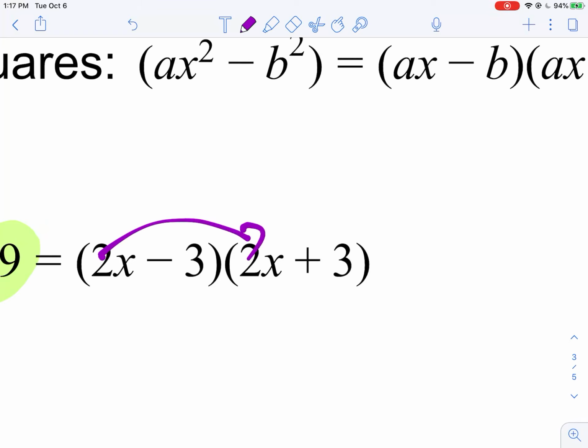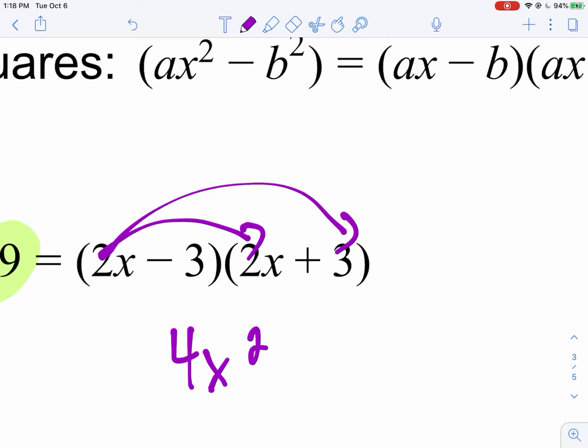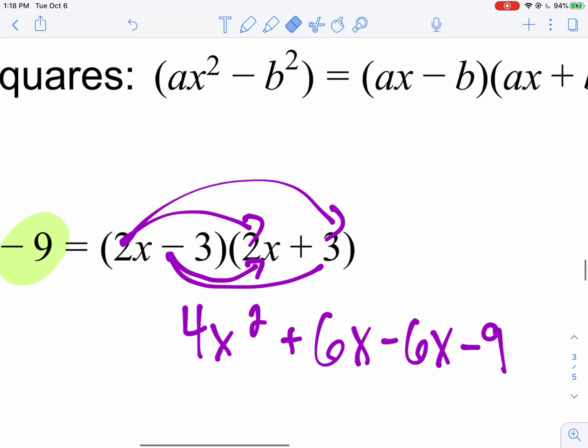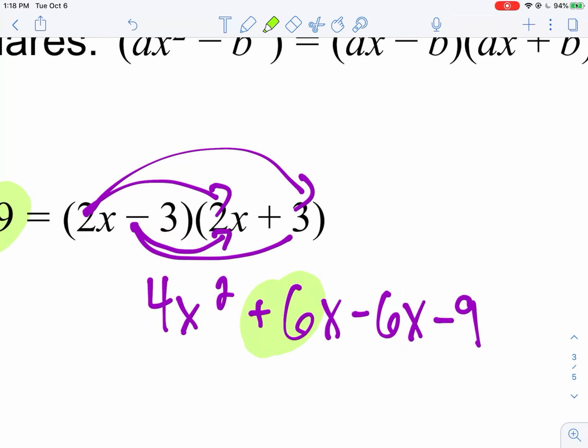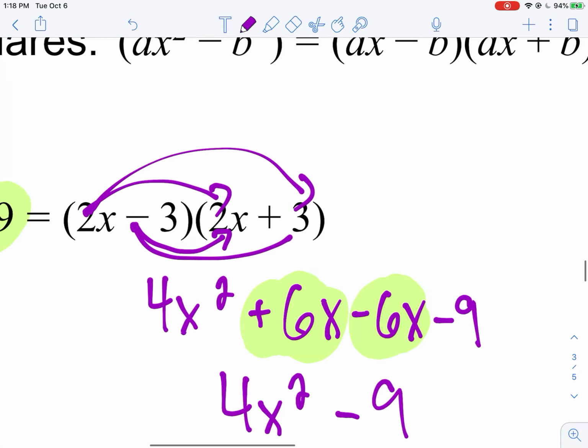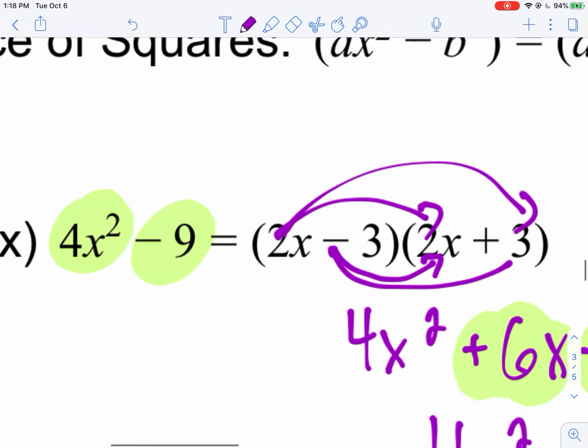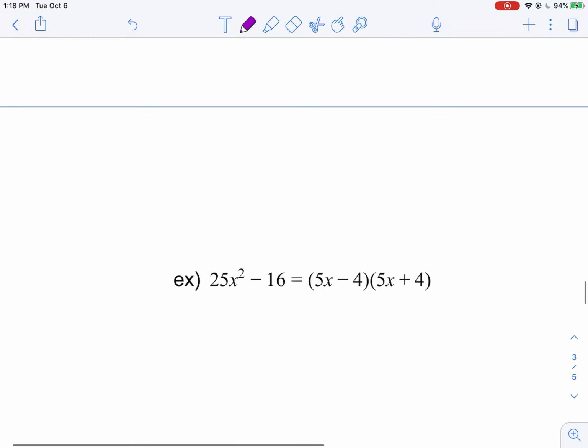If I were to multiply this out, right? 2x times 2x gives me 4x squared. 2x times 3 gives me 6x. Oh, and then negative 3 times 2x gives me negative 6x. Negative 3 times 3 gives me negative 9. Now if I'm simplifying this, guess what? Positive 6x, negative 6x, they cancel each other out. You get 0. Then you're just left with 4x squared minus 9, a difference of two squares. So this is the other form of a special case, a difference of two squares.